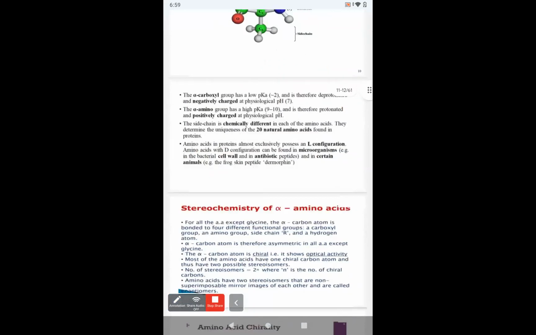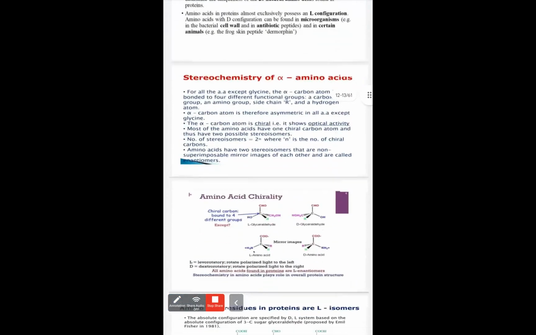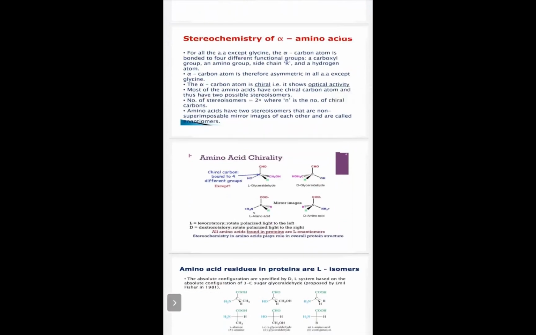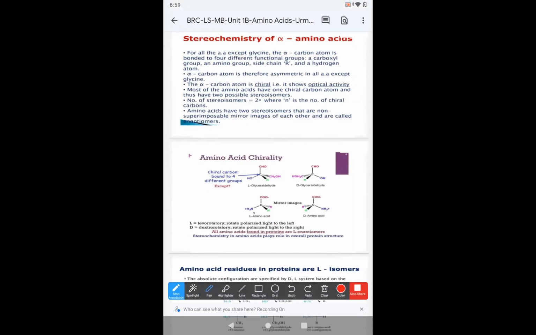Okay, then the stereochemistry of alpha amino acids. Alpha amino acids also show chirality, and they exist in two forms, the levo form and the dextro form. You know very well about D and L forms of compounds, right? L is when the OH is present on the left side, and dextro is when the OH is present on the right side. So those are called D amino acids. Clear? L amino acid and D amino acid.